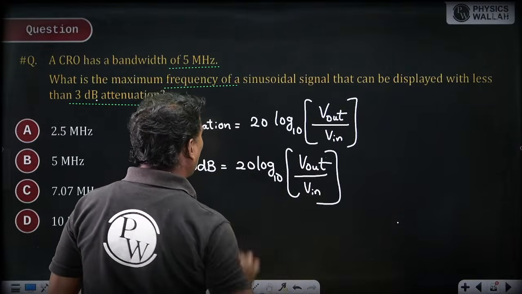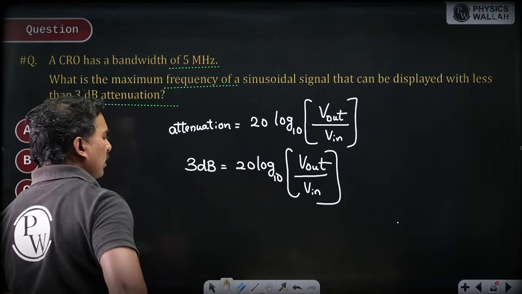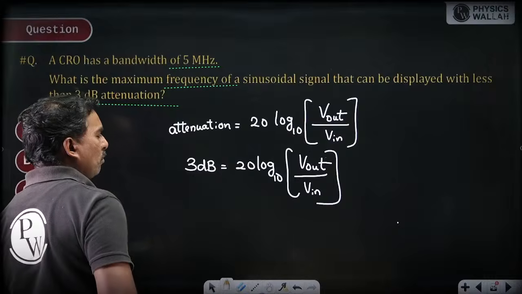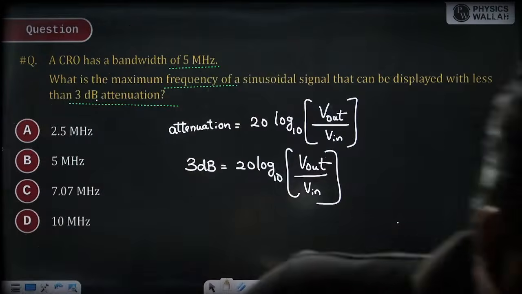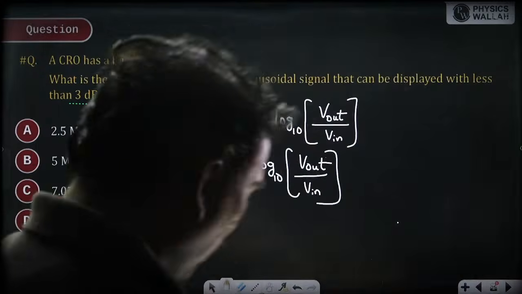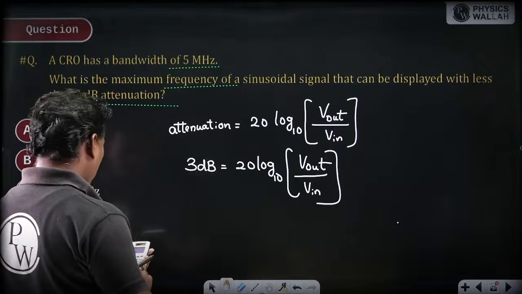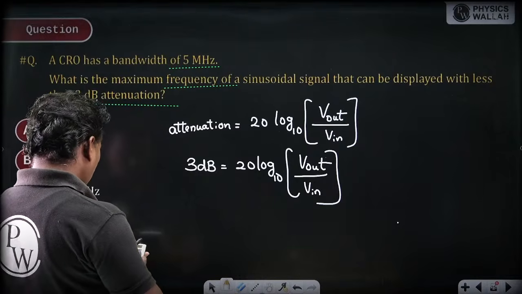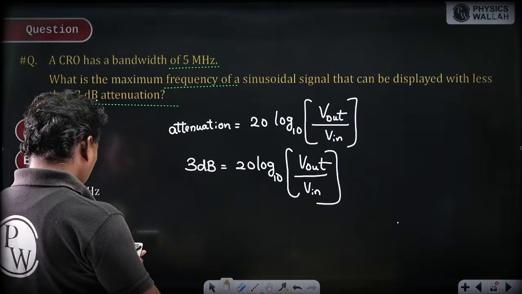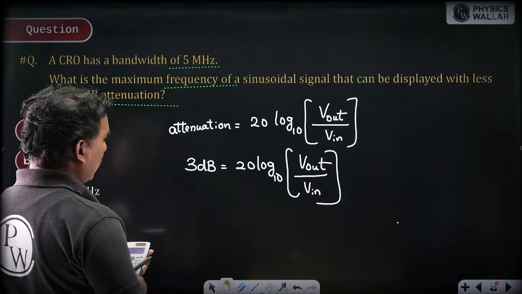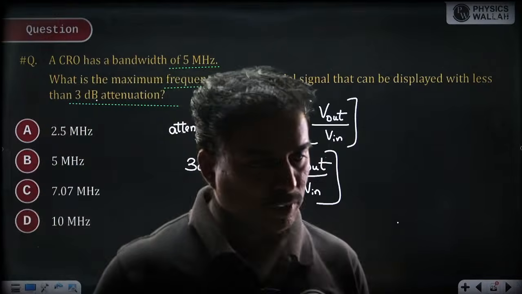So how much is it going to become? 3 decibels, we check it. 10 to the power of 1.5 is going to become 1 by root 2, or not? So V out by V in, how much is it going to come? 3 by 20, so 0.15. 10 to the power of that answer is root 2, is it coming or not?